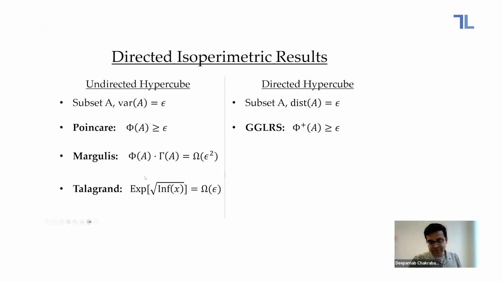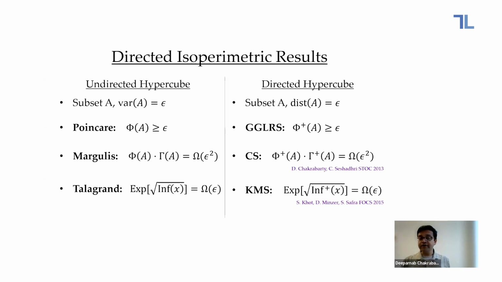And what Talagrand says, which is even harder to understand just by looking at it, is a much more nuanced version of how these edges look. We're going to talk more about this on Thursday. And the testers for monotonicity actually all build on proving directed analogs of these isoperimetric theorems. So we proved this for Margulis around 12 years ago, and Khot, Minzer, and Safra, in this beautiful paper, proved the directed version of Talagrand. And this is what we will talk about.